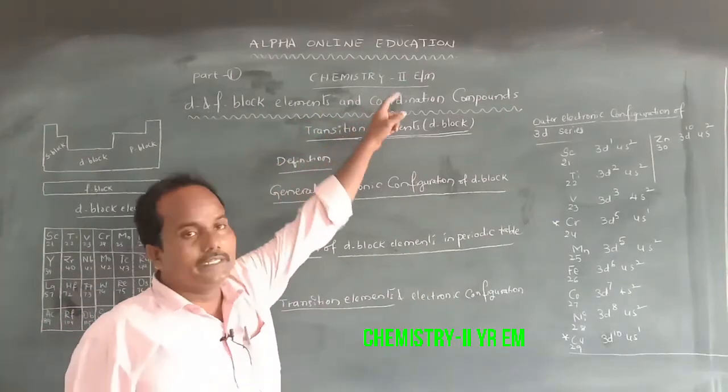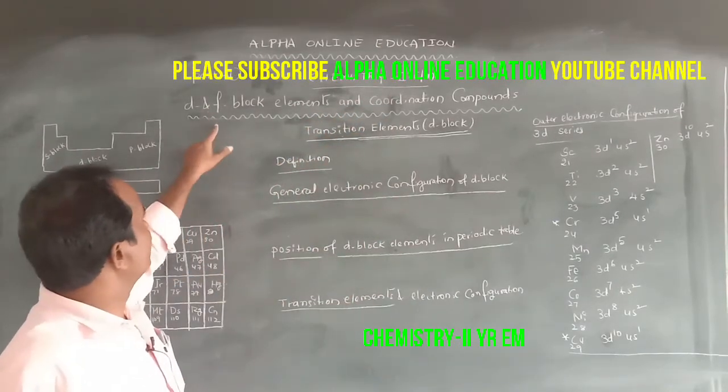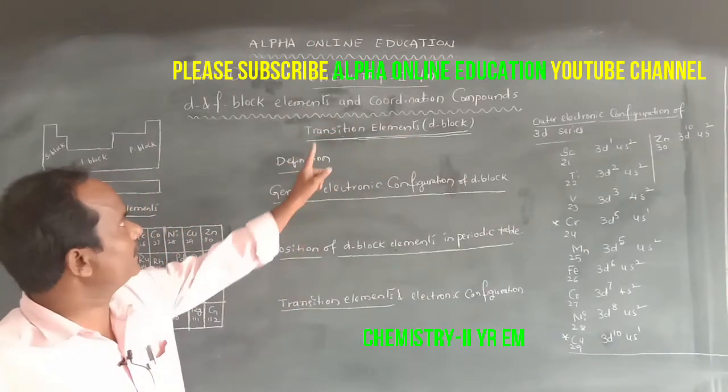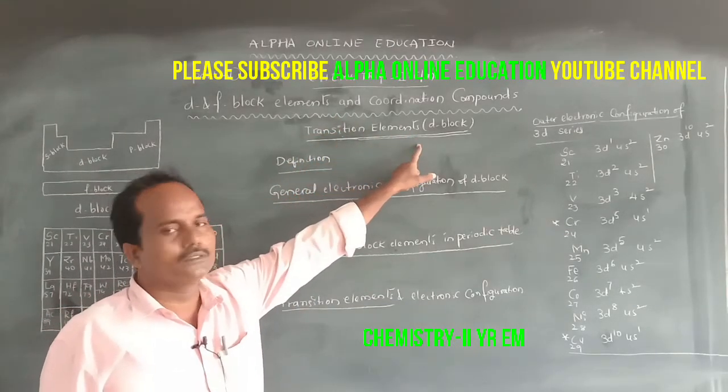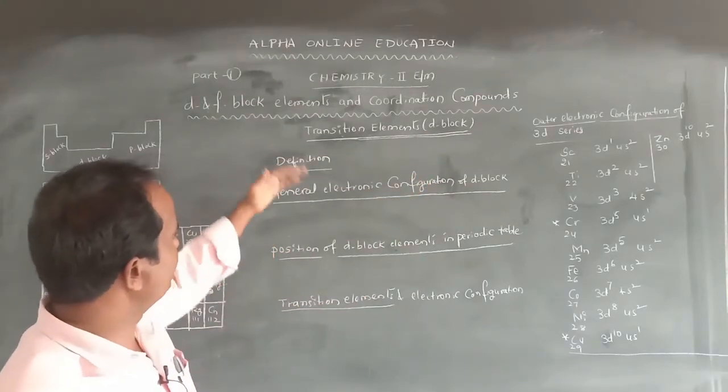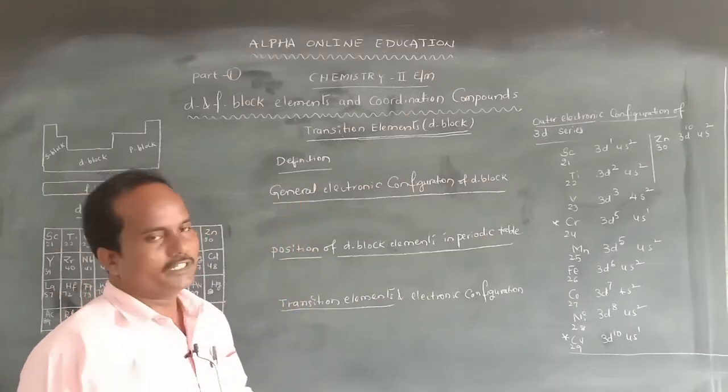Okay, chemistry second year English medium. Our chapter is D and F block elements and coordination compounds. Our topic is transition elements. It is also called the d block. Let's see the transition elements.